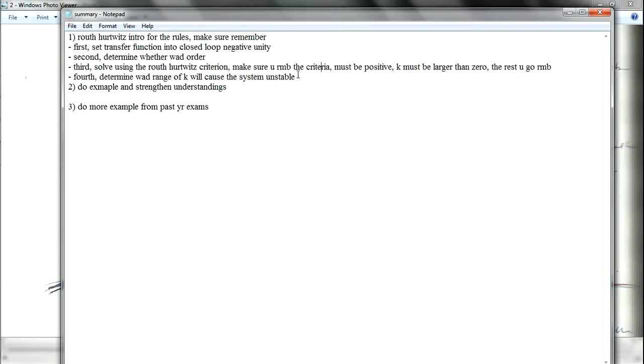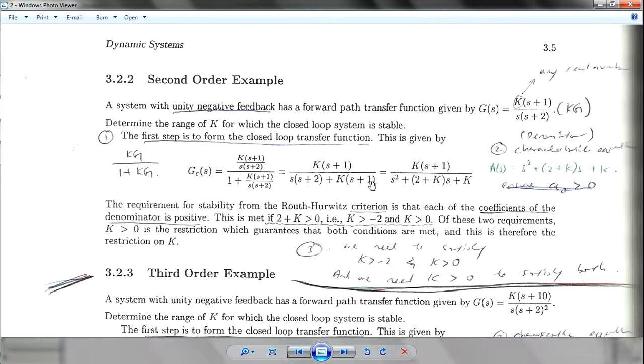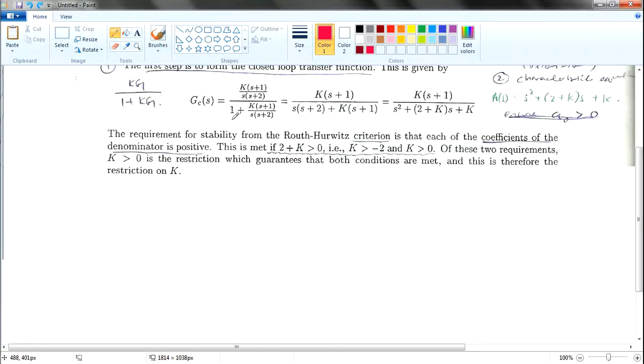With this, we can straight away determine the range of K. We have to make sure K must be greater than 0, so you have to plot it. You know that there is no coefficient of s, so this is the a naught, the zero order term, there's no s, so it's zero order. So it's actually K, and K should be larger than 0, so we have this set straight away.